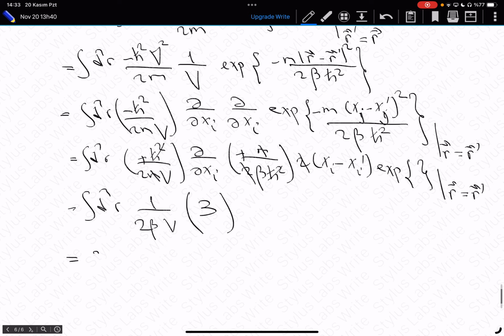Well, this is 3 over 2 kT, and d cubed r just gives me v. Let's cancel this one. So this is the average energy. So at least whatever we had obtained before holds in our new formalism. What we have done is consistent.